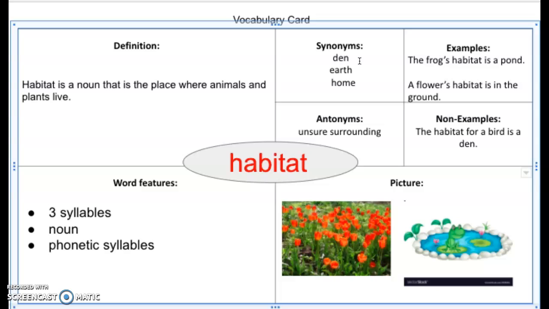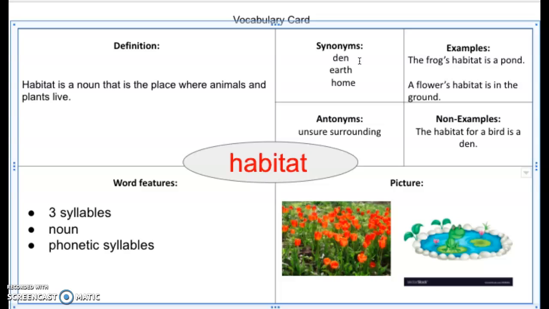An antonym that I put there, something that would mean the opposite, would be something like an unsure surrounding, something that they're not familiar with. So a habitat is something that those animals are going to be familiar with. For example, one picture that I have down at the bottom is a frog in a pond. That's a place that they're familiar with. They know what the water is. They know what the lily pads are. They know where to find their food because it's their habitat, okay?